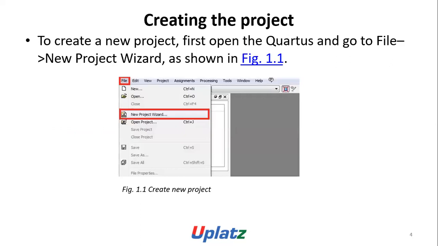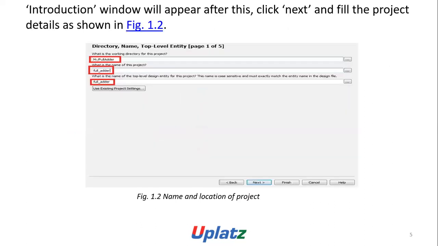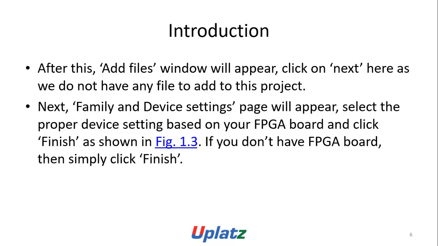Creating the project. To create a new project, first open Quartus and go to File, New Project Wizard, as shown in figure 1.1. Create the new project. The introduction window will appear after this. Click next and fill in the project details as shown in figure 1.2. Full adder is the project name, along with the location of the project.